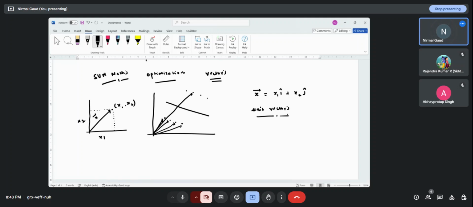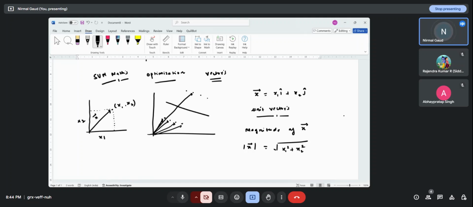Okay, now if I ask what is the length of a vector, that means I am talking about the magnitude of x vector. That's what I am asking. So magnitude you very well know, it is written like this, and we can calculate the magnitude like this: square root of x1 square plus x2 square. This is the magnitude of a vector. That is the length of a vector.